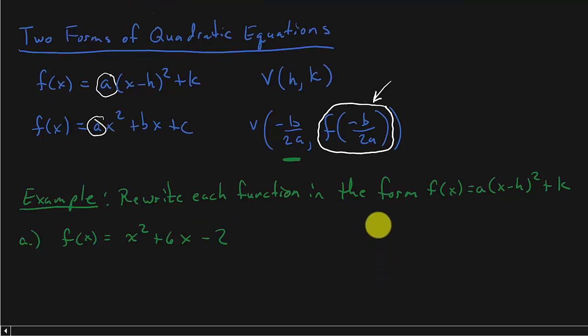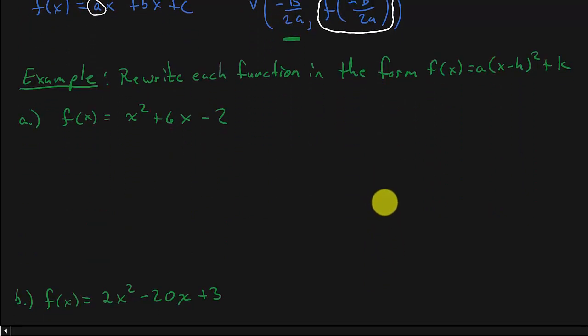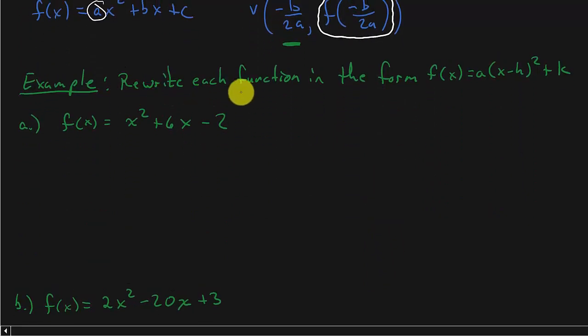So let's look at some examples of how to convert these. We want to rewrite each function in the form f of x equals a times (x minus h) squared plus k. The first thing we're going to do is take f of x equals x squared plus 6x, and we're going to group those first two terms together, minus 2, put them in parentheses, and leave a little space here. So you can probably imagine what we're going to do.